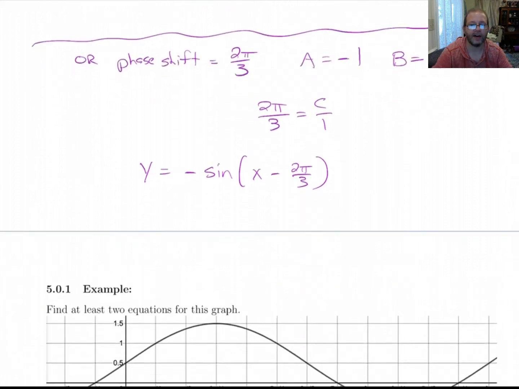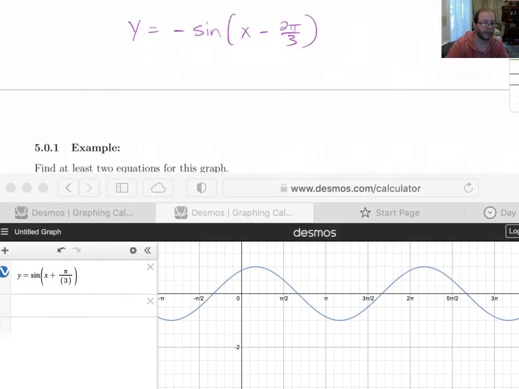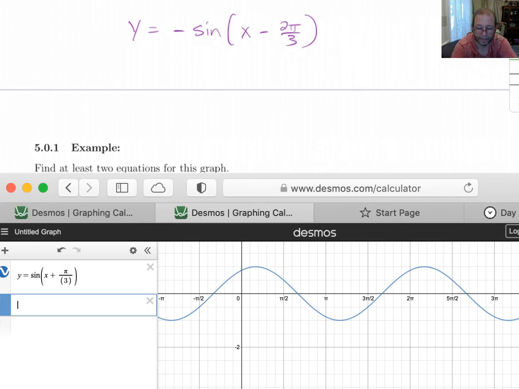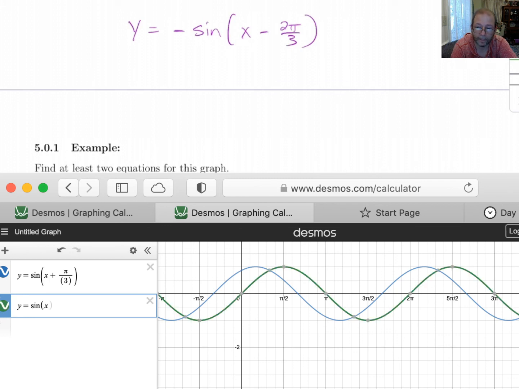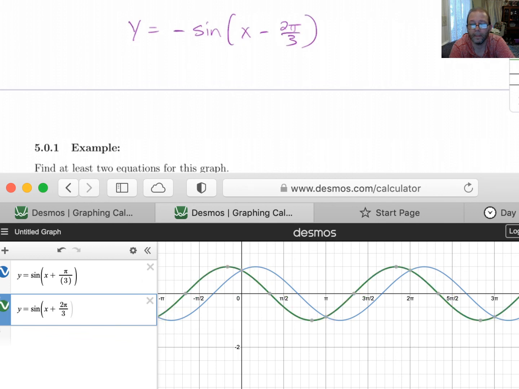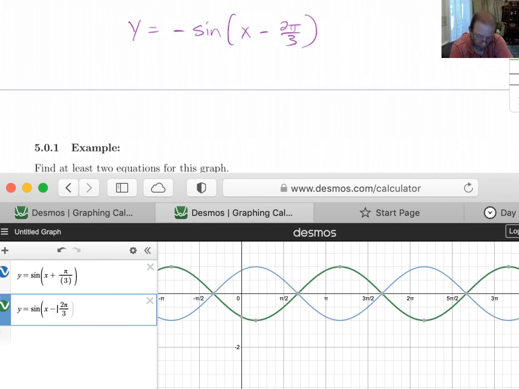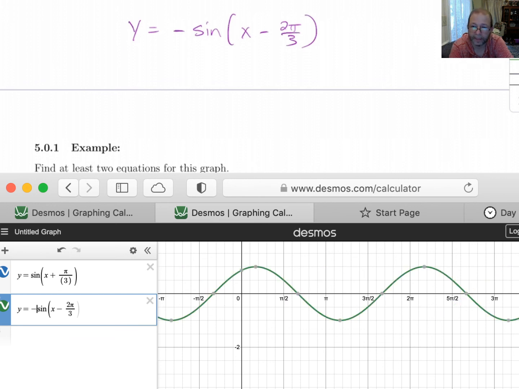So if I were to graph that on Desmos, it should give me the same graph. Why is it not? Oh, it's because I've got a plus there instead of a minus. Oh, and I left my negative off. So if I finally type it in correctly, it gives us the exact same graph. Sometimes if you want to check and see if it's right, you can click one on and off and see if they're right on top of each other. All right.